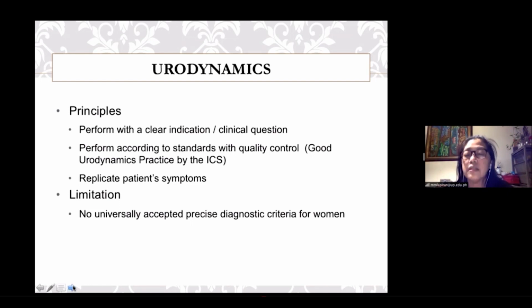Now, one of the major limitations in the clinical utility of urodynamics in women with voiding dysfunction, whether it's underactivity or overactivity, is the lack of universally accepted diagnostic criteria, particularly for females. Most of the studies on urodynamic cutoff values and parameter variables were developed for and validated among men rather than for women.